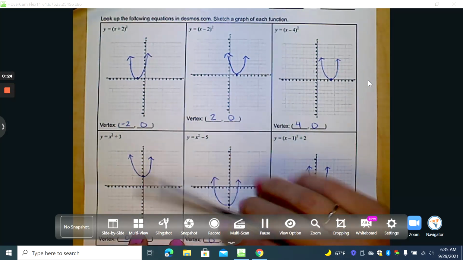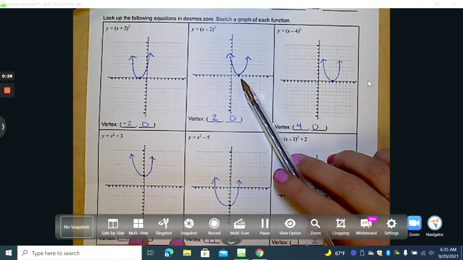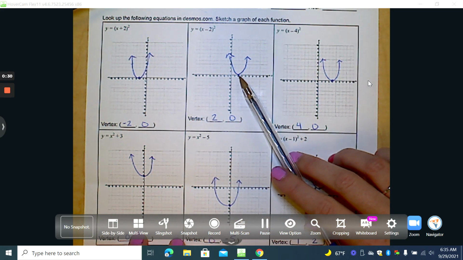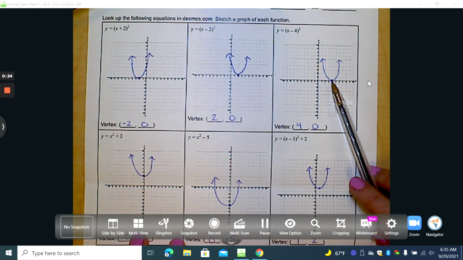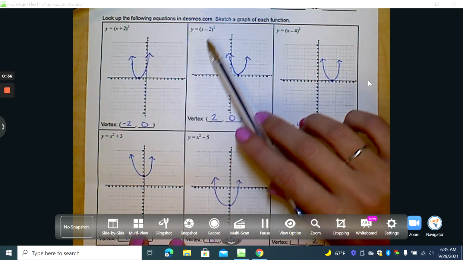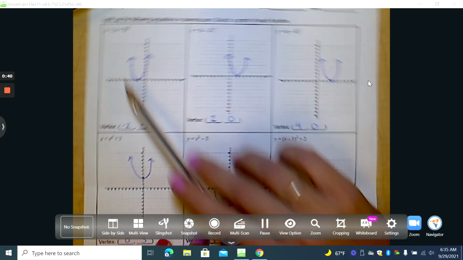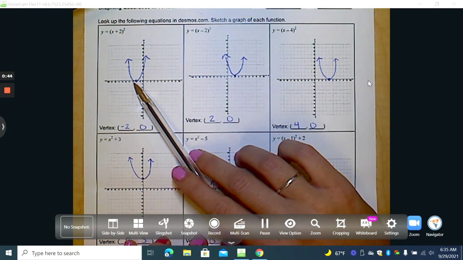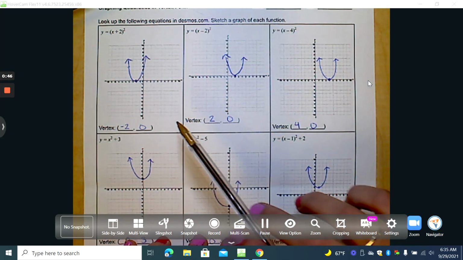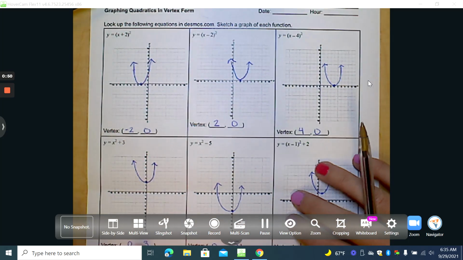The first graph, our vertex should be over here at negative 2, 0. And our second graph, our vertex should be at positive 2, 0. And this third graph, we should be at positive 4, 0. Essentially what's happening is inside my parentheses I have a number, x plus 2. For some reason, that moves my graph to the left 2 spaces, not positive, but left, down to negative 2. So let's write this down at the bottom here.